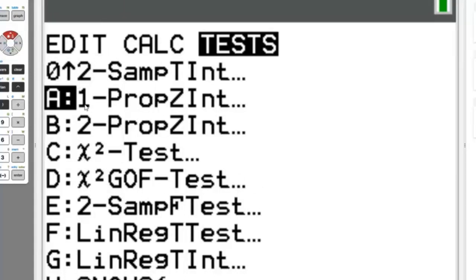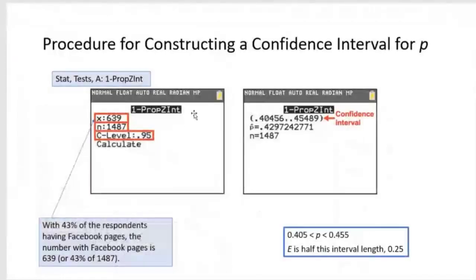It's at option A, so it's about as far away from the first screen as you can get there. And option A says one prop Z interval. So it's found under a test, but yet you are creating an interval. Biggest tip I can give you on the calculator there.